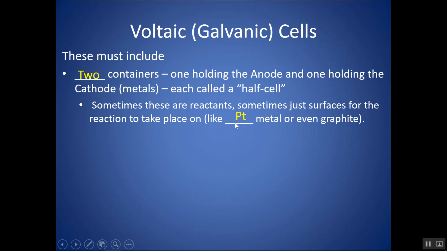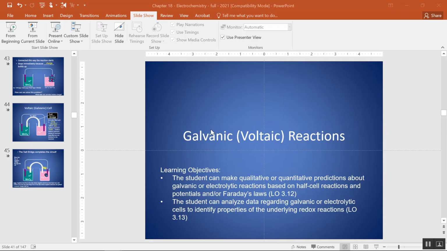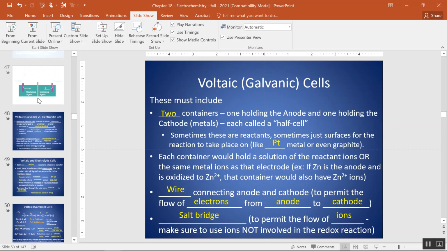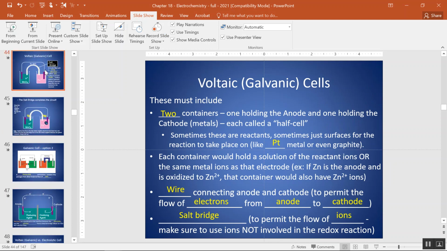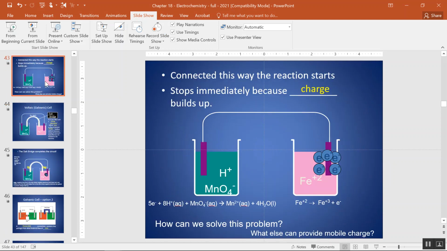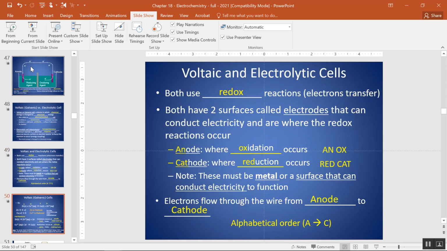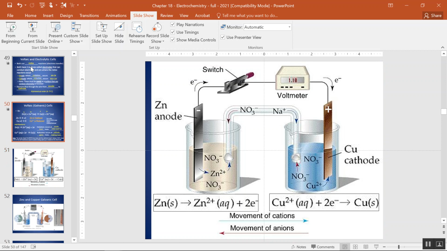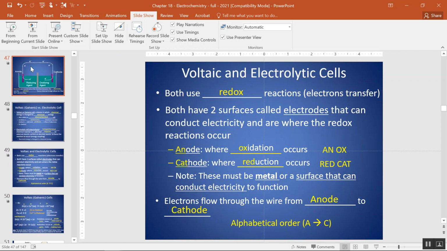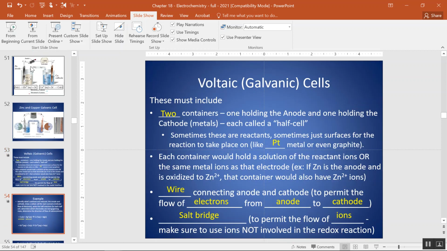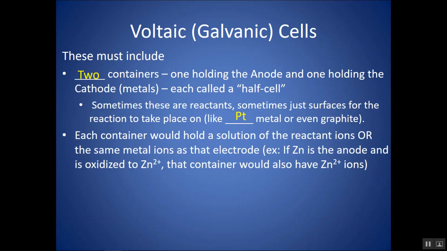So if you remember our first reaction, let me scroll back to it for a second. Here, if you remember our first reactions, there were actually no metals involved in either of these half reactions. I could have made these metals something like platinum, which is a very unreactive metal and doesn't tend to either oxidize or reduce. But if there is a metal involved, typically we make it out of that metal. Okay, so platinum, even graphite.